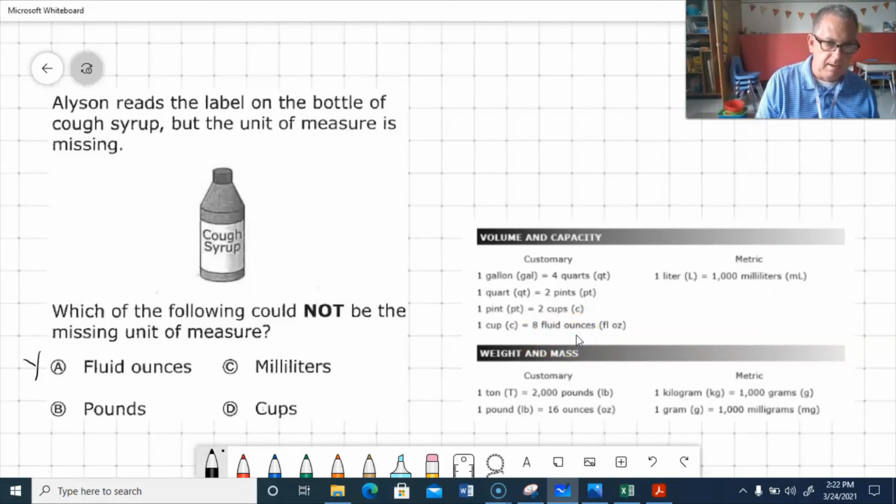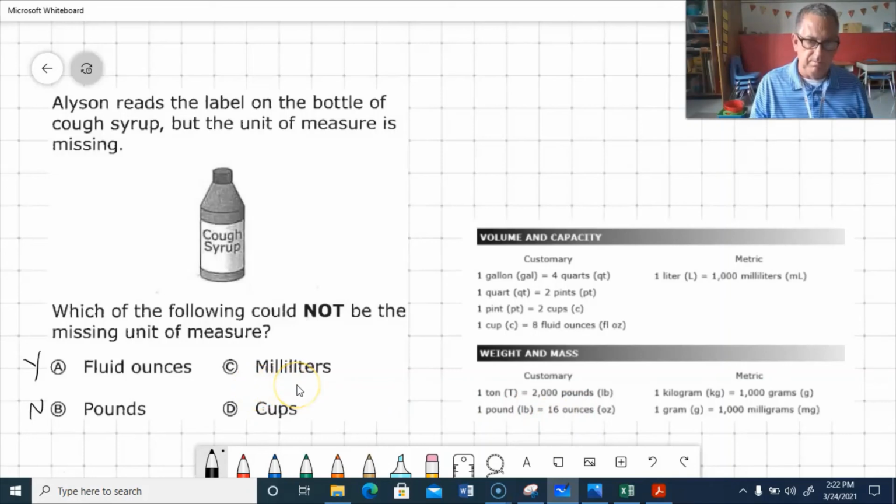So B, pounds. Okay, we'll check it out. It does not look like I see pounds under the volume capacity. Pounds falls under the weight and mass, so that would be a no. That would not be the missing unit of measure. Still going to check the other ones though, to make sure.